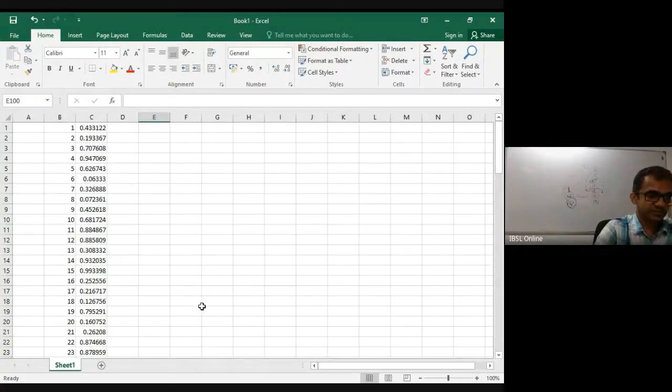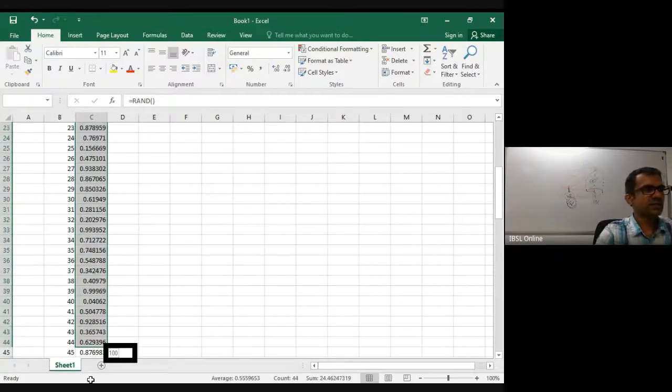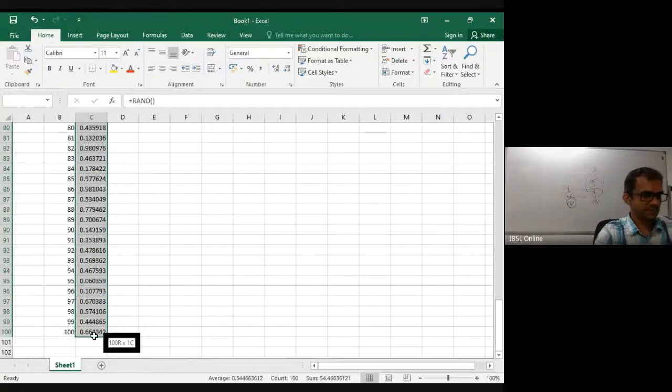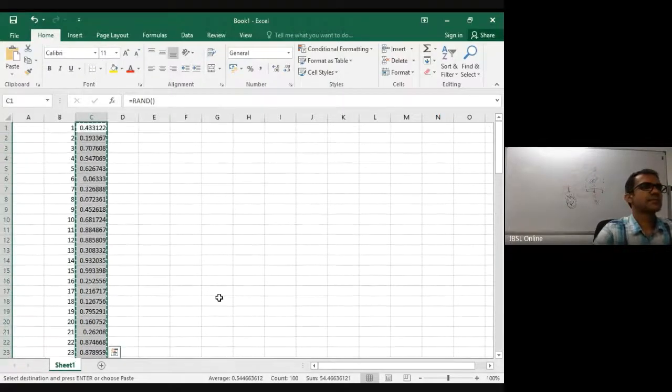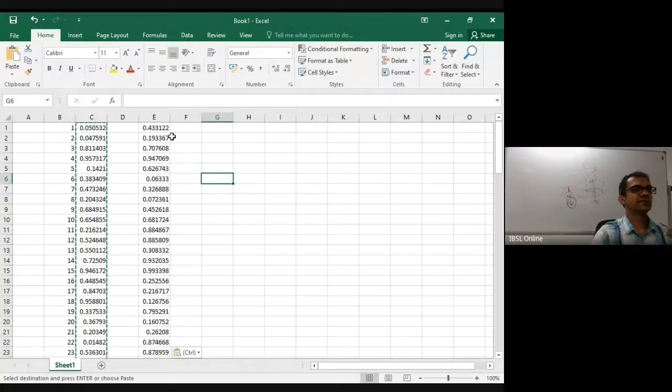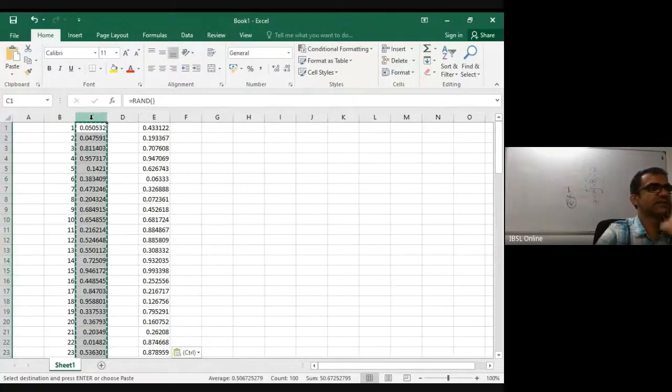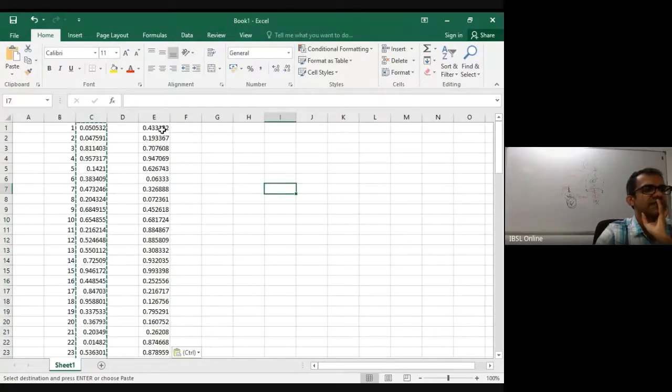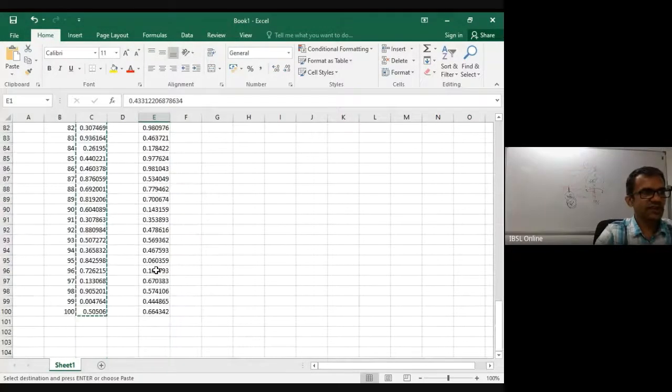What we can do, we can sort this. I'll copy this. Based on the values. Forget about these values now because it refreshed and came up with new numbers. So first day return is 43%, second day return is 19%, likewise. So we have return figures for 100 days.